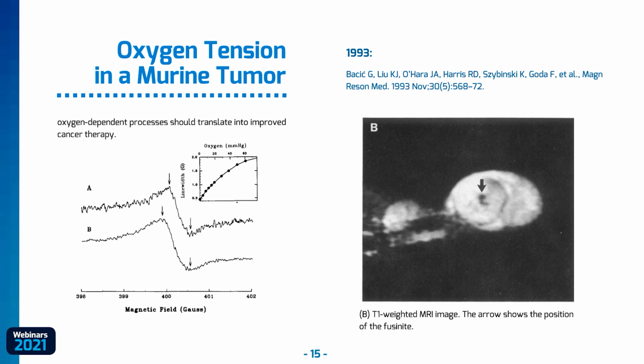The authors concluded that in vivo EPR oximetry in conjunction with MRI makes possible repeated non-invasive measurements of intratumoral PO2 as a function of tumor size, stage of growth, and region of the tumor. Ongoing experiments are utilizing these techniques to measure intratumor PO2 in murine tumors, where a more complete understanding of oxygen dependence processes should translate into improved cancer therapy in the future.